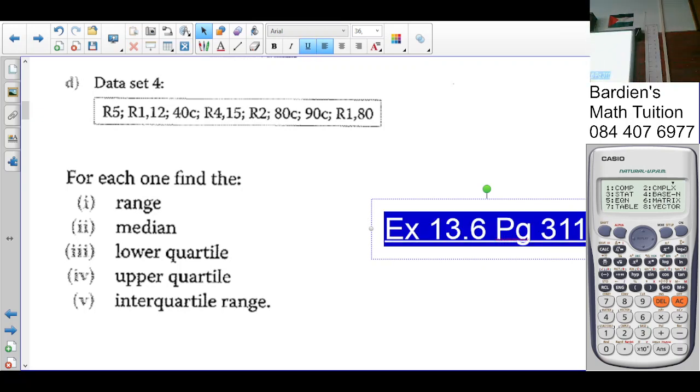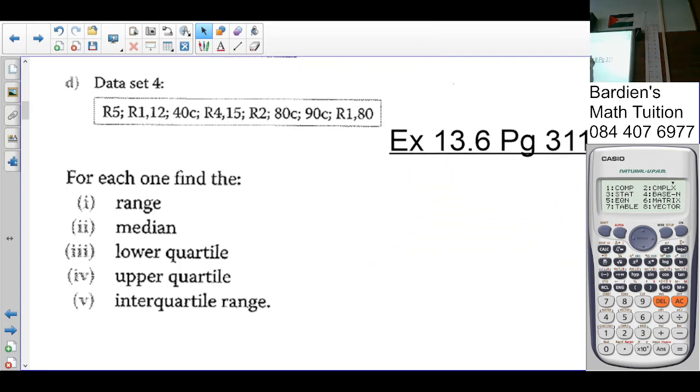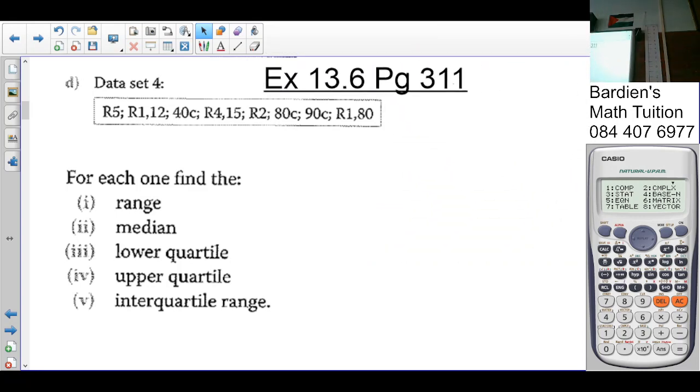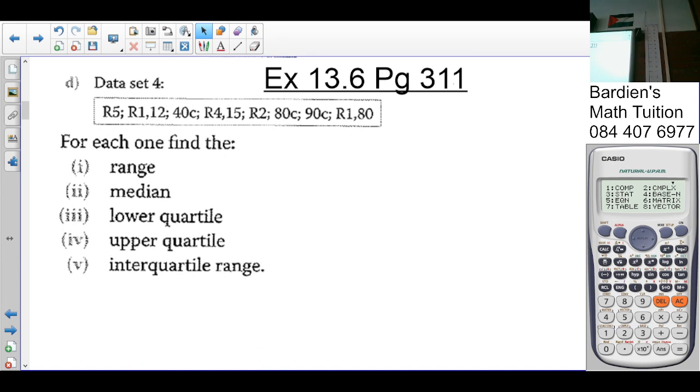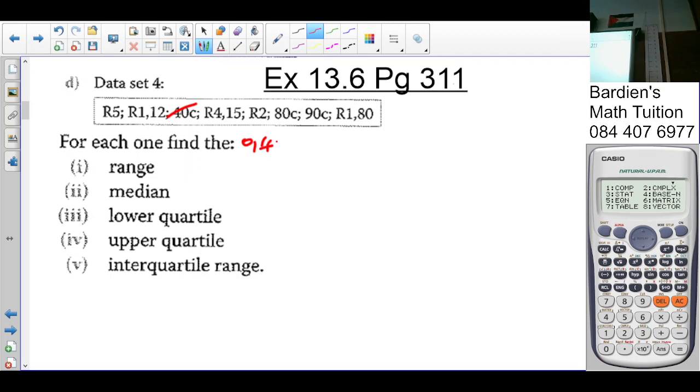Okay. So here we are told data set 4, for each one find the range. Is this data in order first? No. So let's put the data in order first. The smallest is 40 cents, so 0,40, then 80 cents, 0,80. Why am I putting this in rand? Because the others are in rands. Otherwise, you could have converted the rands to cents.